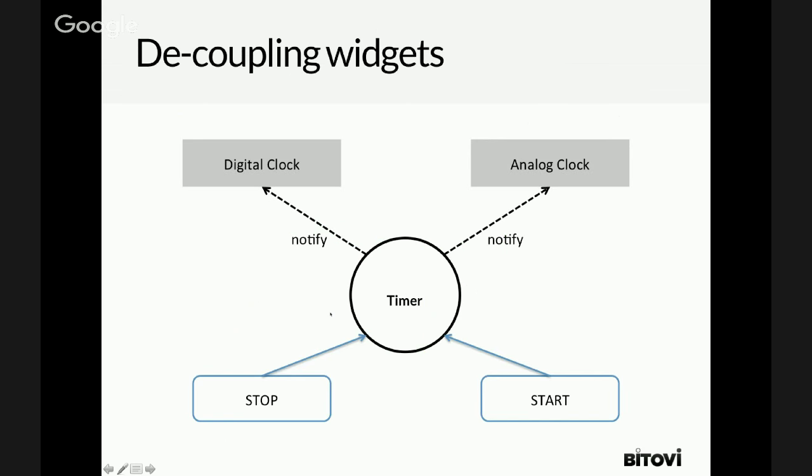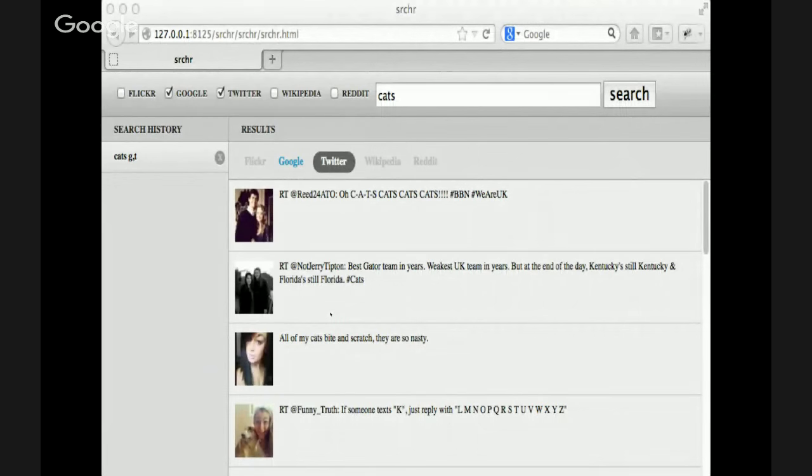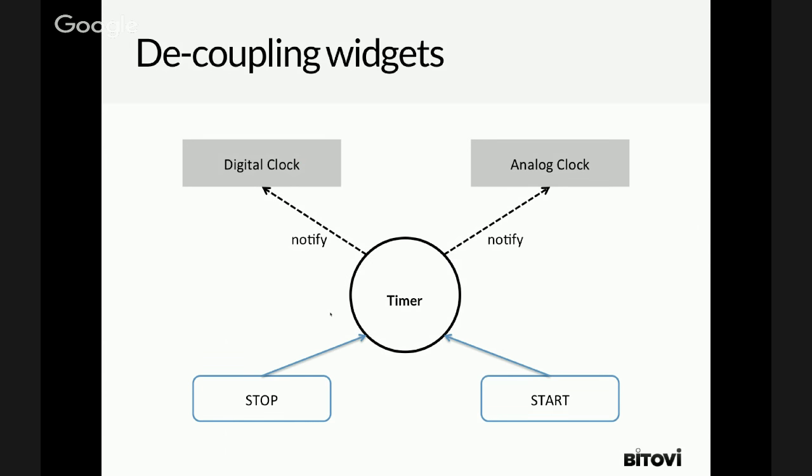But we're not going to focus on can.Compute. We're going to really focus on the can.List and can.Map. And we'll talk about how it can be really useful in decoupling widgets.